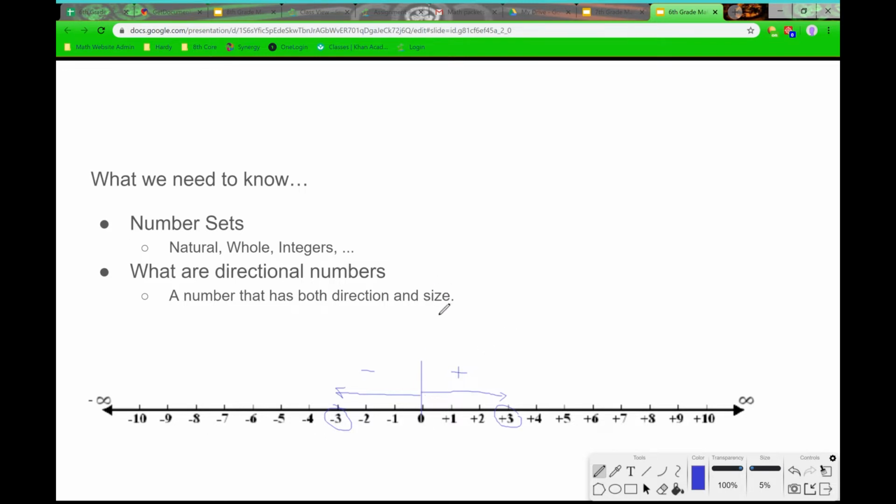The size of a directional number refers to how far they are from that 0. So the positive 3 is 1, 2, 3 steps away, so we say it has a size of 3. 1, 2, 3 over here, we also say that -3 has a size of 3. The only difference is that the -3 is to the left and the positive 3 is to the right. These are directional numbers.